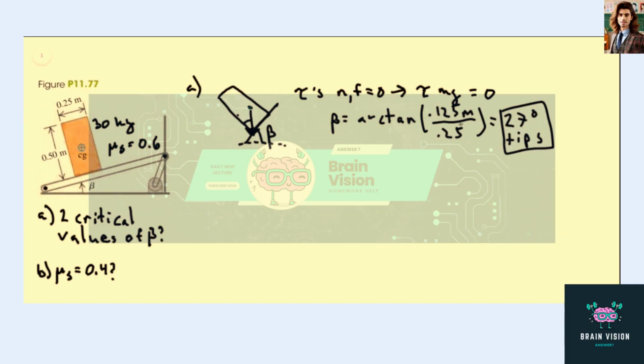And now when it's ready to start sliding down, then the static friction has its maximum value, which is the static coefficient of friction times the normal force. So we need to figure out what that normal force is.